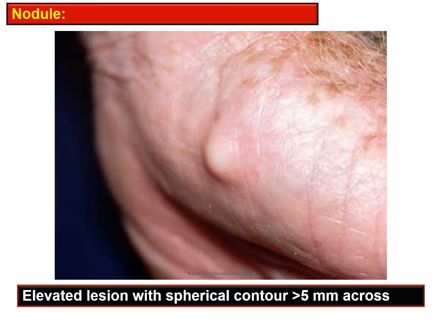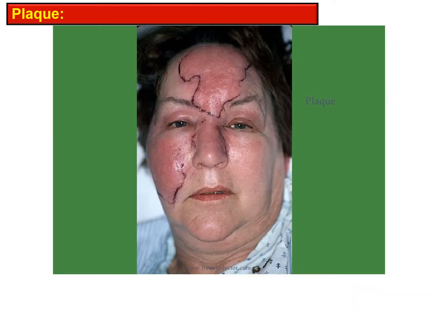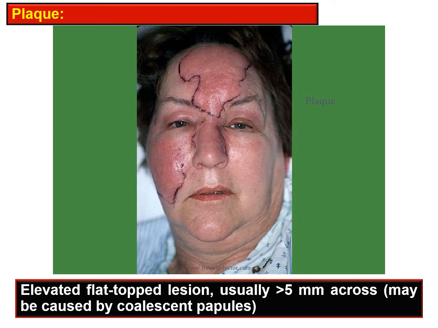while the nodule is an elevated lesion that is spherical in contour and it is more than 5 millimeter across. The plaque is another morphological lesion that describes an elevated flat top lesion usually more than 5 mm across, and it may be caused by coalescence of many papules.